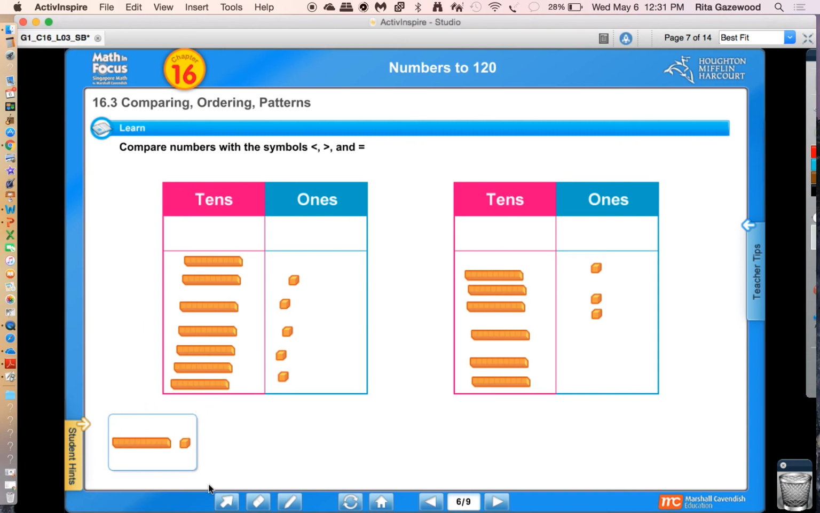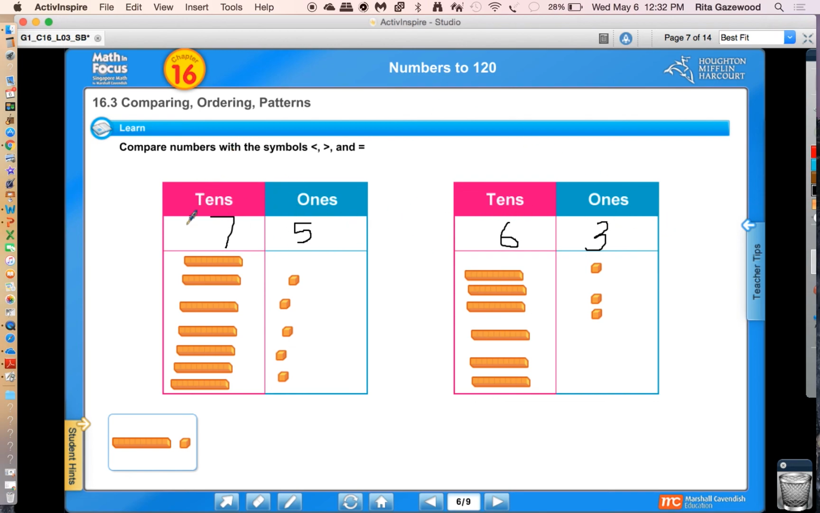All right, let's count them. Help me count the tens. 1, 2, 3, 4, 5, 6, 7. So we have 7 tens. And 1, 2, 3, 4, 5 ones. So that makes the number 75. And how many tens do we have here? 1, 2, 3, 4, 5, 6 tens. And 1, 2, 3 ones. So we have the number 63.